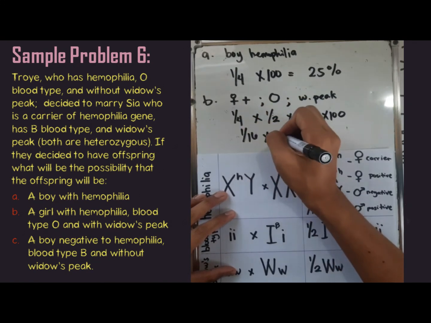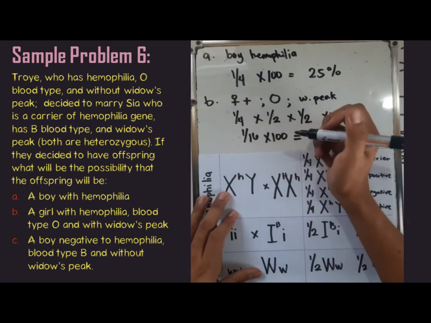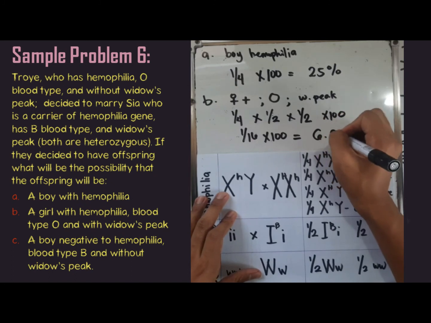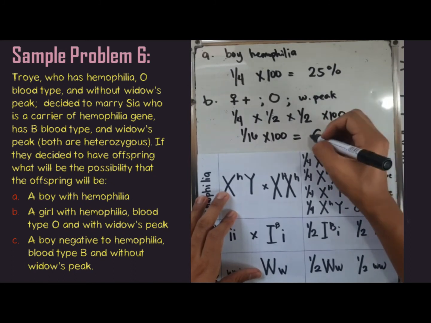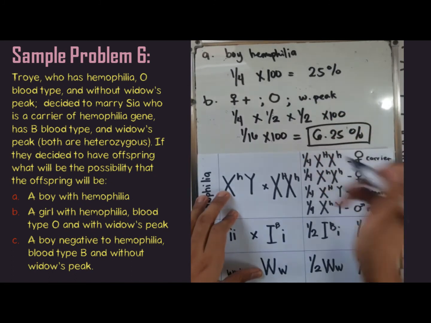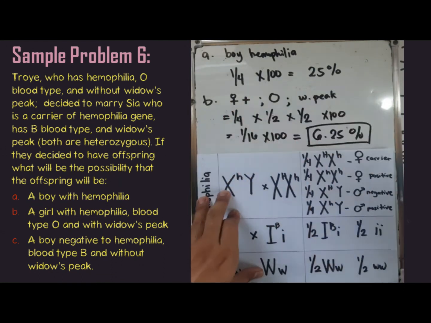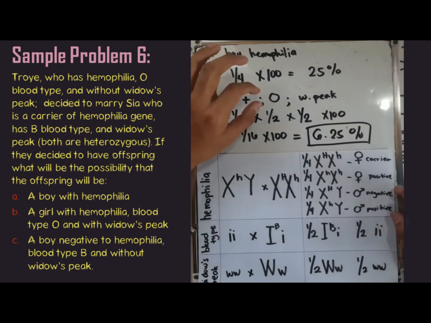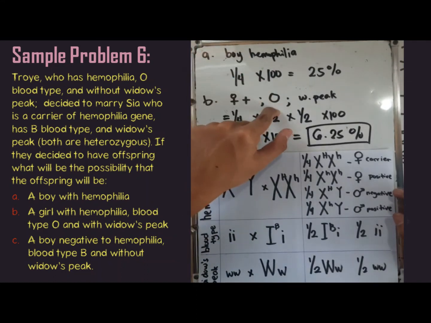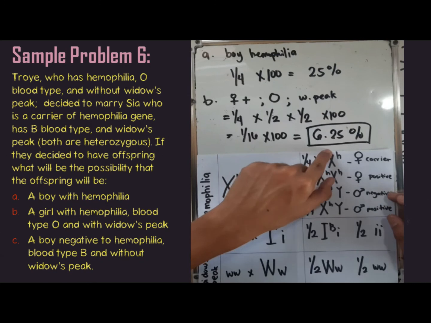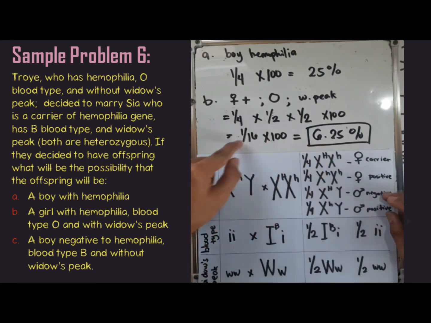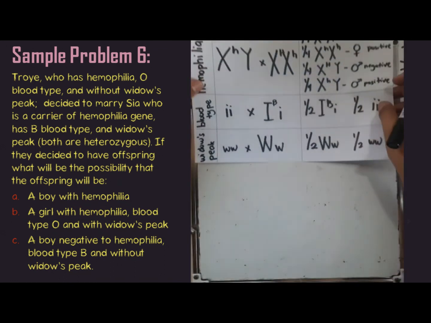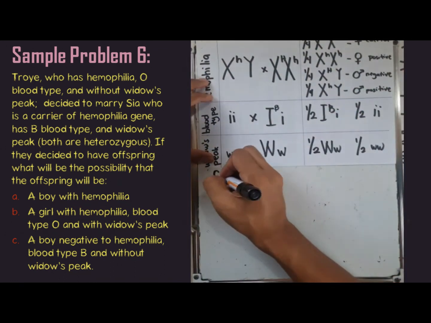Then, you're actually going to arrive at the answer that is equivalent to 1/16 times 100, which would give us the answer of 6.25%. So for letter B, the probability that Troy and Sia would have a female offspring which is positive to hemophilia, possessing blood type O, and has widow's peak is equivalent to 6.25%, or 1 in every 16 chances. Okay, so that is for letter B. Now, let's proceed with letter C.